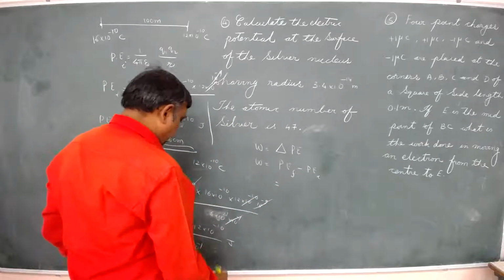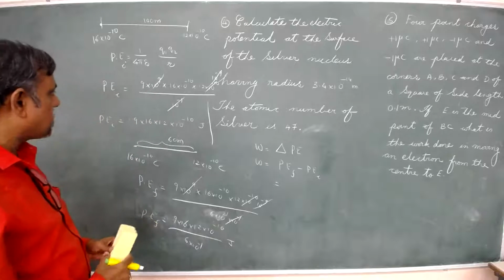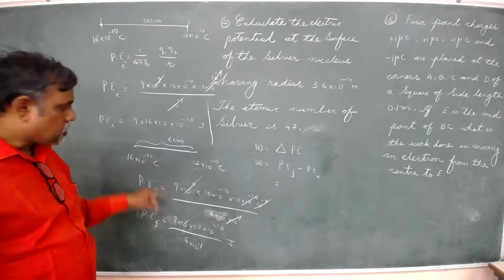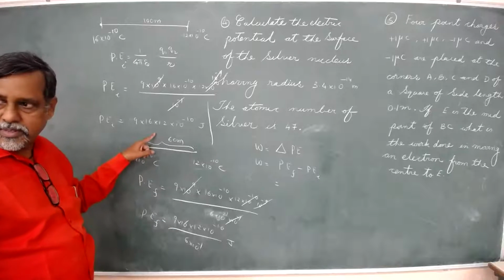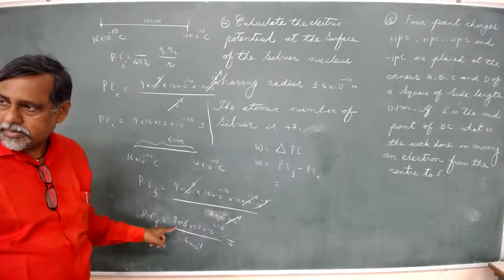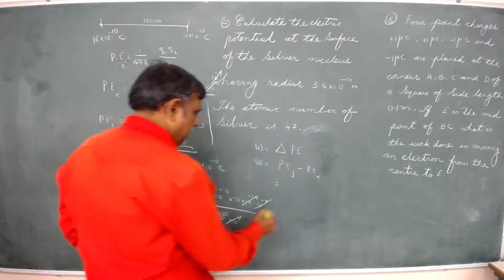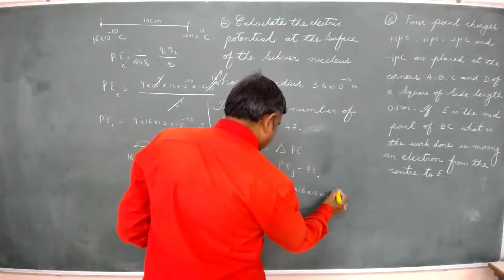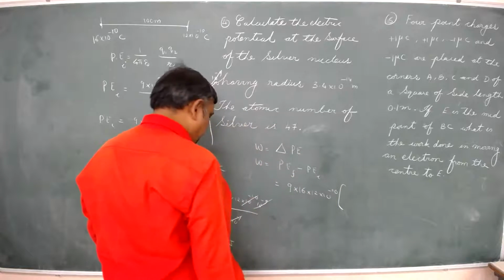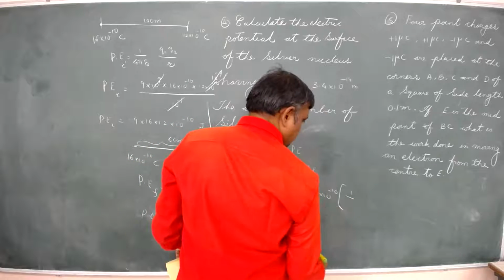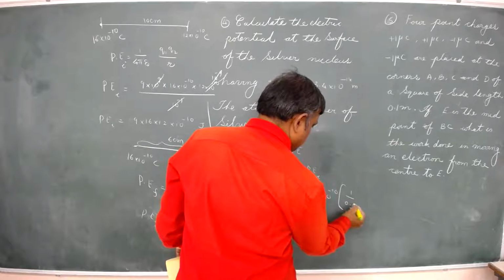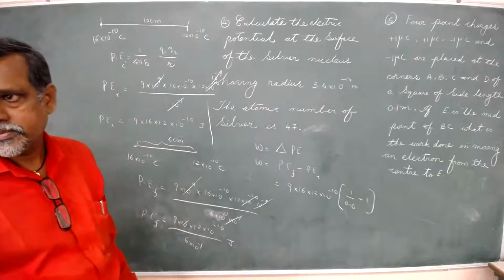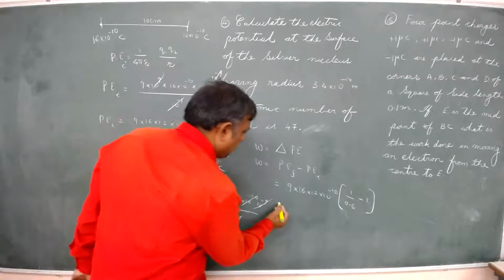Okay, so this is 9 into 16 into 12 into 10 power minus 10. So this is common in both. Okay, so this minus this, I will be taking this as common. Okay, so work done is equal to 9 into 16 into 12 into 10 power minus 10 into, okay, so in the denominator, what do we get? 1 by 6 into 10 power minus 1, which is 0.6, minus 1. Okay, so direct step I have written.